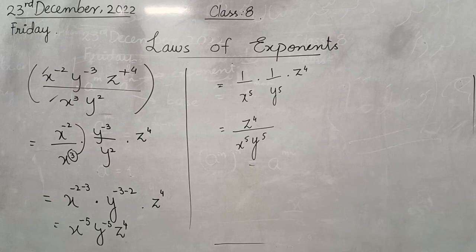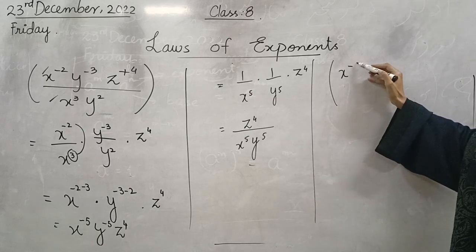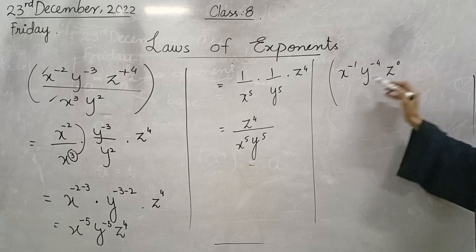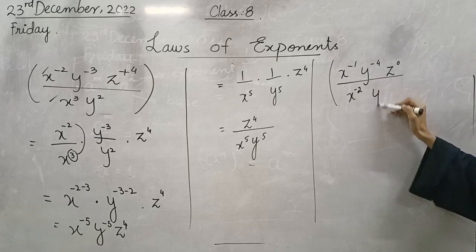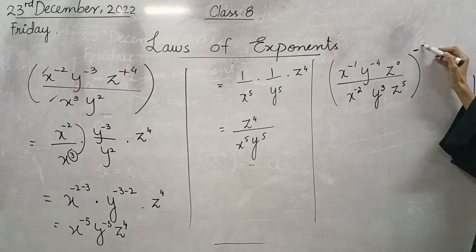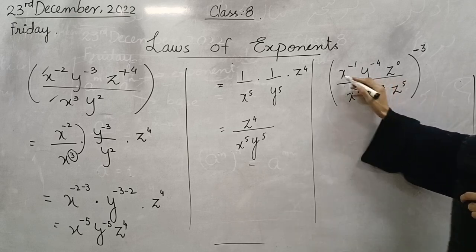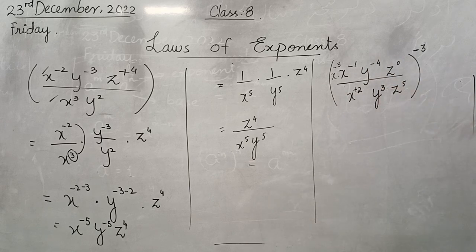Next, see another example. If we have, for example, x raised to power minus 1, y raised to power minus 4, z raised to power 0 over x raised to power minus 2 and y raised to power 3, z raised to power 5, but with the negative power of minus 3 whole. What will you do now? First of all, let me write another exponent, x raised to power minus 3, for example.